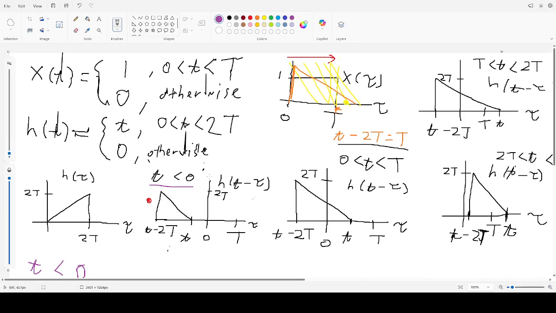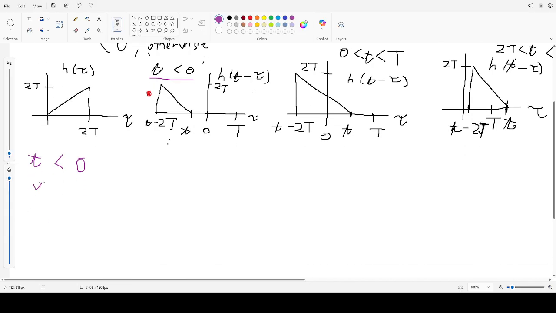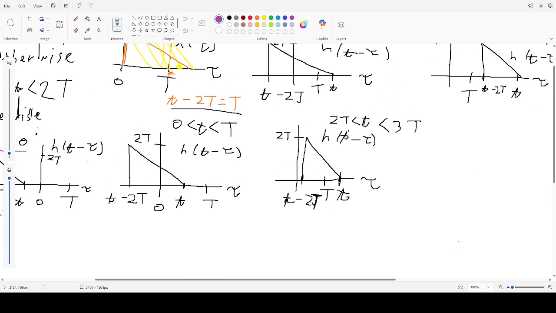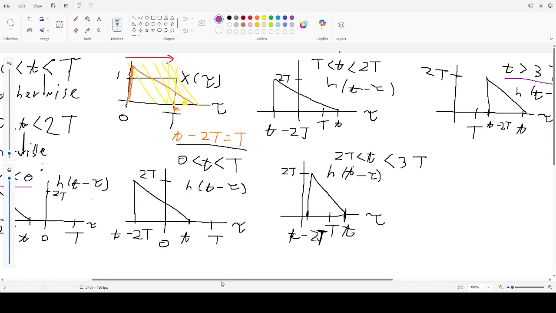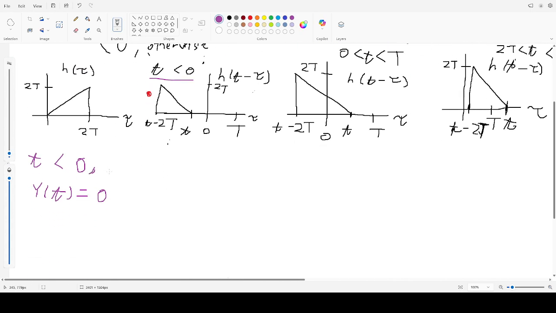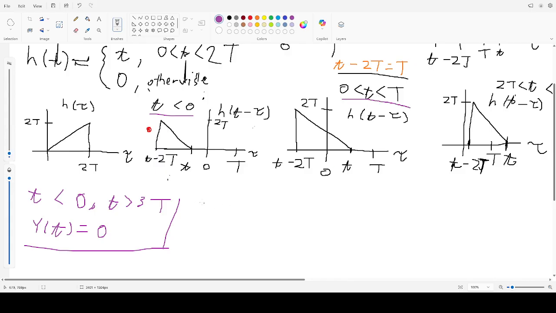There's no crossover with the rectangle. So if there's no crossover, that means that in those places, y of t is equal to 0. Also, where there's no crossover is that last one we did up here, when little t is greater than 3T, because now the triangle is completely past the rectangle. Again, there's no crossover. So for t less than 0 and t greater than 3T, y of t is equal to 0. Those cases. Now let's look at this case where little t is between 0 and big T.